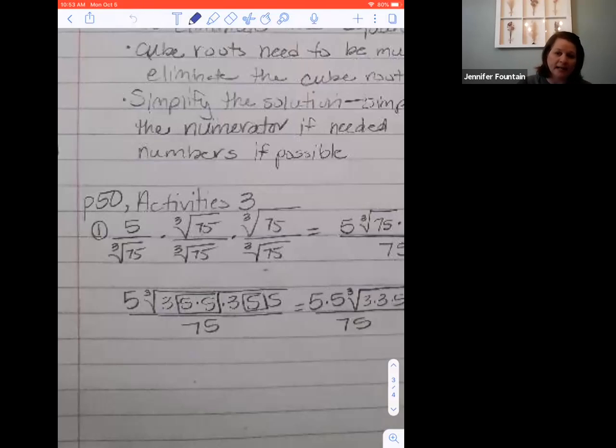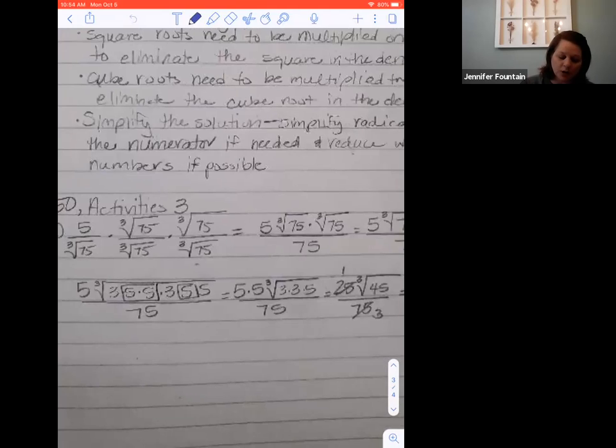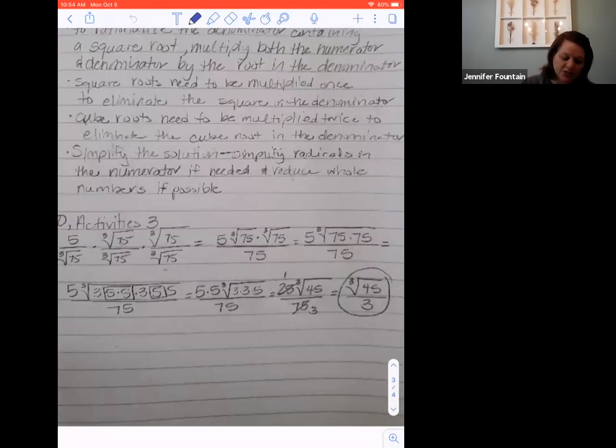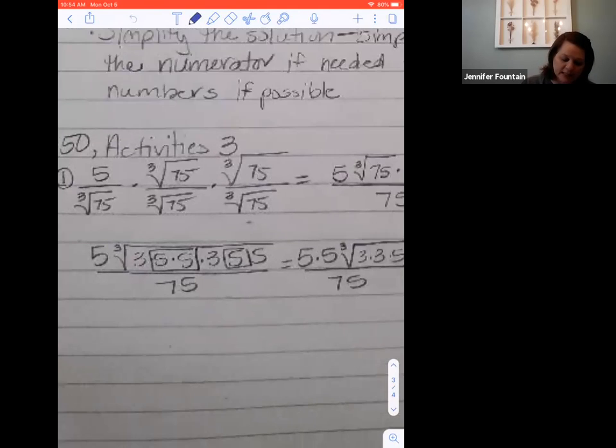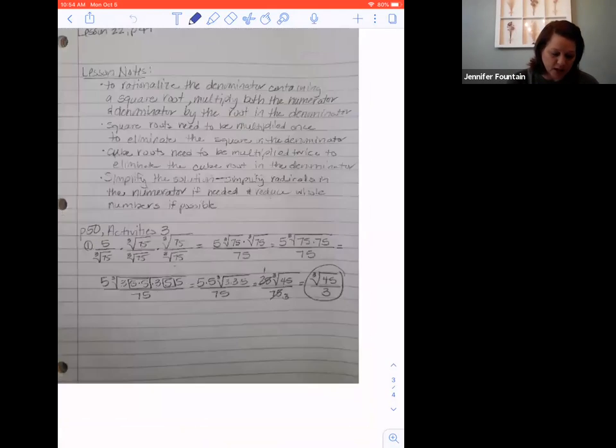I started with writing the problem, which is 5 over the cubed root of 75. And then I showed where I was multiplying by the cubed root of 75 over the cubed root of 75 2 more times. Then you can see where I worked through each step. I did my prime factorization. I put my boxes around my buddies, pulled them out, and then I simplified and I circled my answer, okay? So just kind of a general idea of working it out, showing your steps.